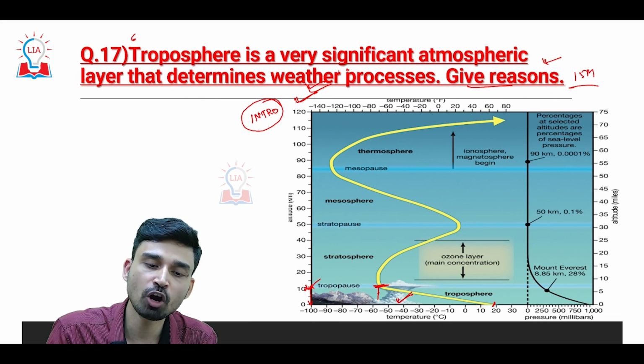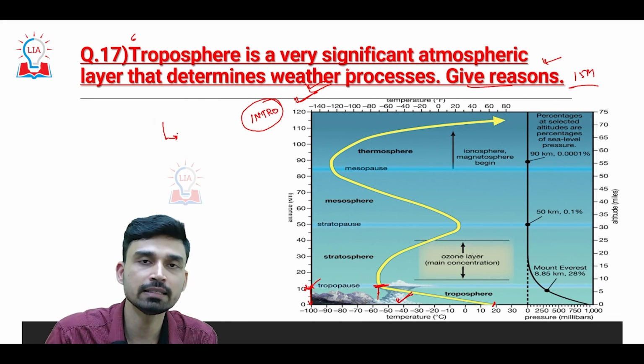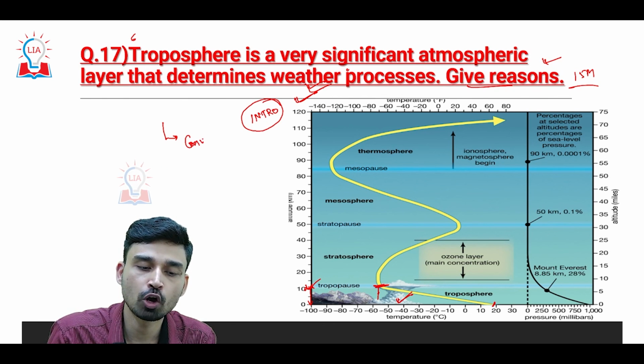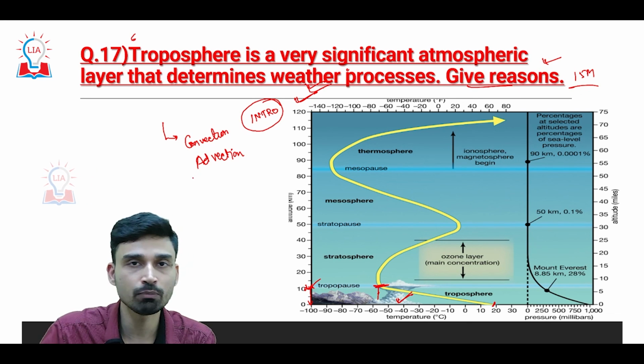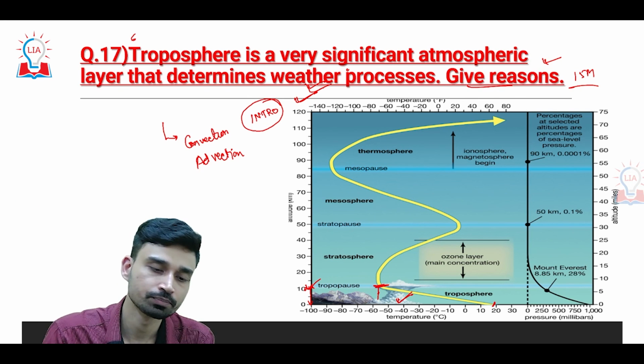As far as the main content is concerned, first of all, we can write that it is in the tropospheric layer that most of the processes related to convection and advection occur. Convection refers to the vertical movement of wind, while advection refers to the horizontal movement of wind.